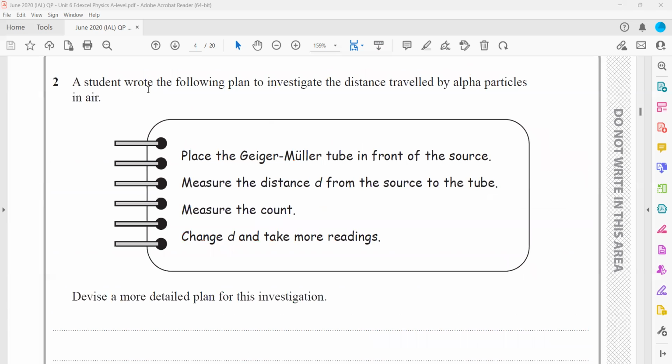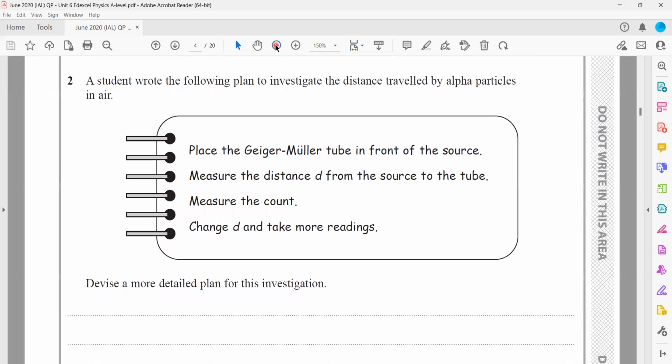In question 2, a student wrote the following plan to investigate the distance traveled by alpha particles in air. Place a Geiger-Müller tube, or GM tube, in front of a source, measure the distance d from the source, measure the count, and change the d and take more readings. Devise a more detailed plan of this investigation.